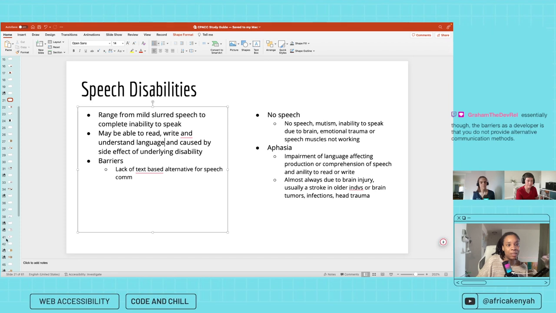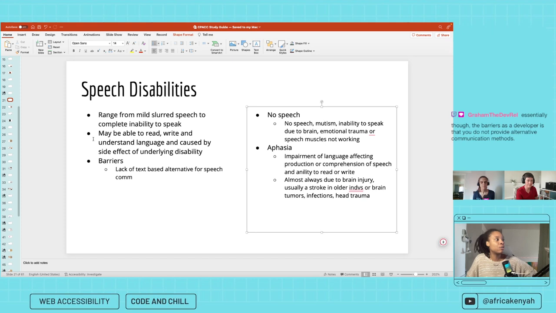And then Graham said, essentially though, the barriers as a developer is that you do not provide alternative communication methods, right? So anything that's text-based that requires speech would be a problem. All right, so that's just generally. So no speech. So these are people who have no speech whatsoever, none at all, would be mutism, inability to speak due to a brain injury, emotional trauma, or the speech muscles not moving. So those are all the things that can cause you to just be completely unable to use your voice.